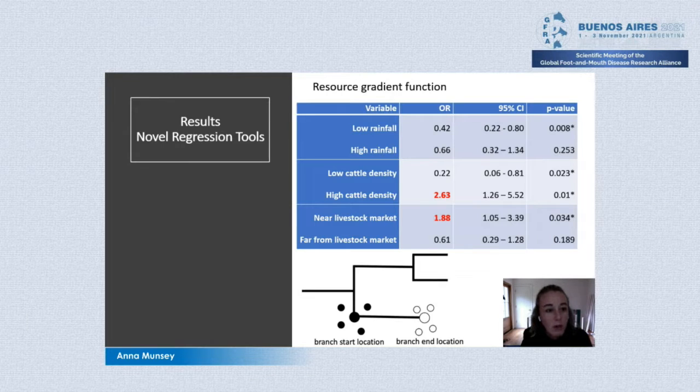For our resource gradient function model, only the predictors that were significant are listed here. So rainfall, cattle density, and proximity to livestock markets. So areas of low rainfall were protective against being classified as a branch start location, indicating that they were more likely to be classified as a branch end location. Further, high cattle density in areas near livestock markets were more likely to be classified as a branch start location.